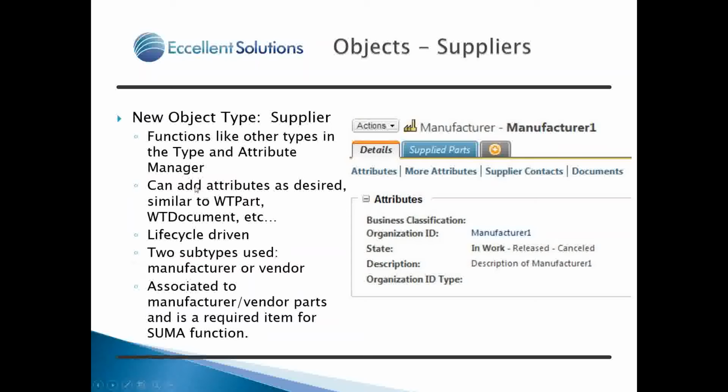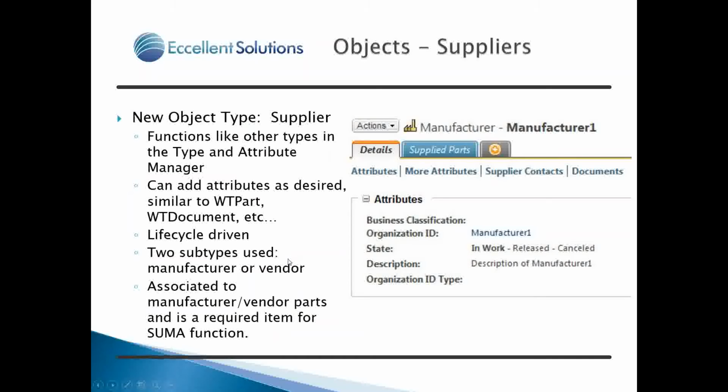So let's go through the object types in a little bit more detail. First is the supplier type. As I had mentioned, there are actually two soft types that the supplier type contains, and this is where you would actually apply your objects or make business data. And those are a manufacturer and a vendor.